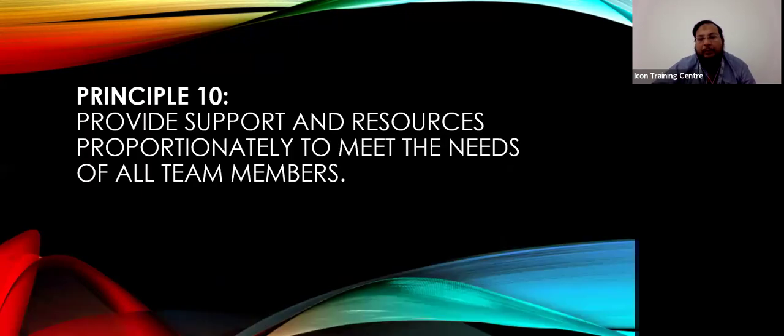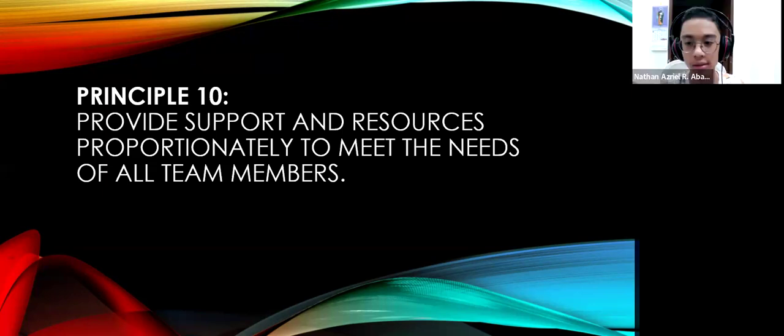Yeah. Principle 10: provide support and resources proportionally to meet the needs of all team members. There are two types of support and resource: one is called tangible, another is called intangible. When you give laptops, salary, pick and drop, these are tangible support and resources. But guiding someone with motivation and emotional support is intangible support, which is also very important for the organization. So effective communication is intangible support and resource for the company. Okay.